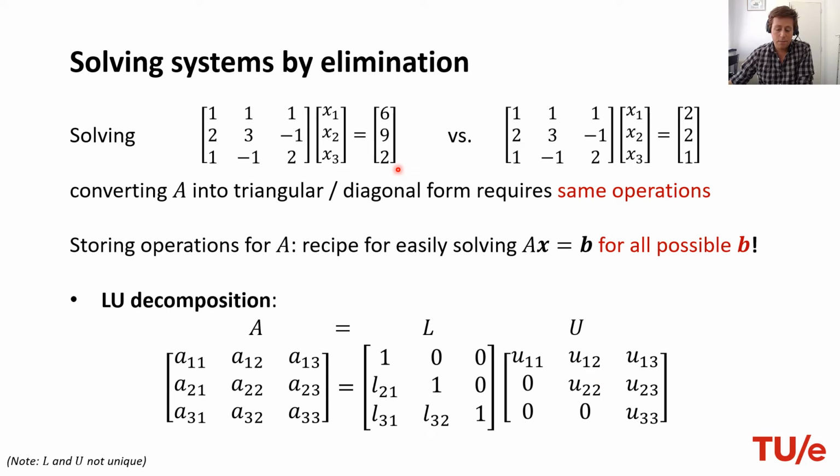Now, this can be done by the LU decomposition. And the LU decomposition looks as follows. We actually convert our matrix A, which is a dense matrix, so in general all entries of A are non-zero, into the product of two matrices, an L matrix, which is lower triangular, and a U matrix, which is upper triangular. And note that these are not unique, so you can actually come up with multiple L and U for a matrix A.